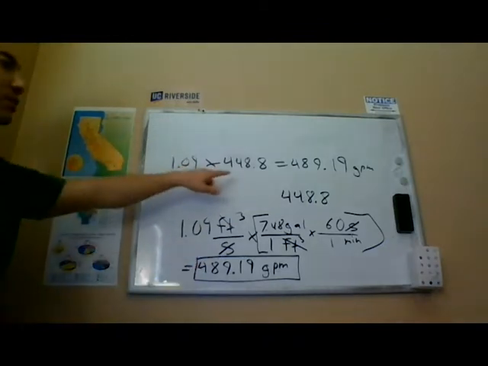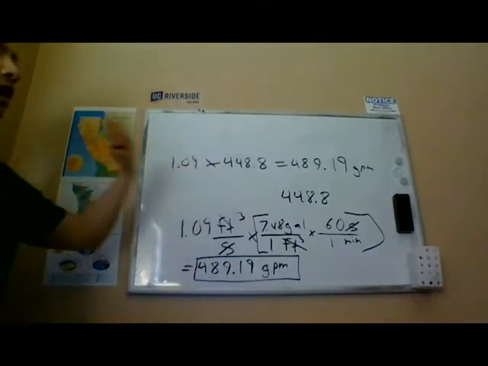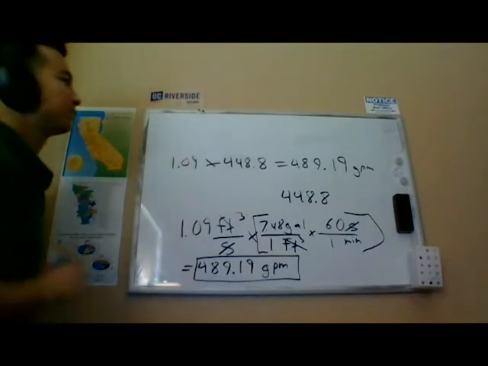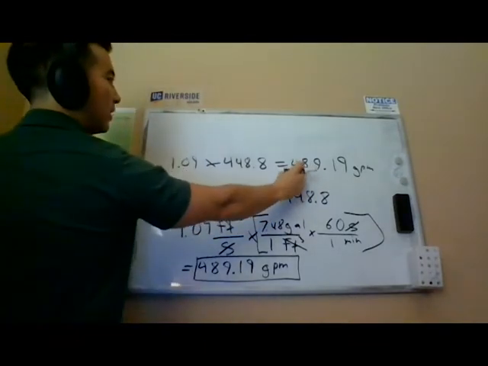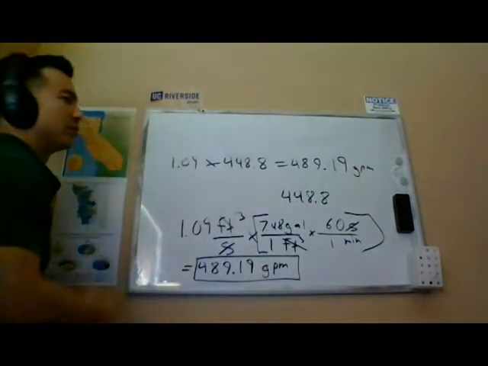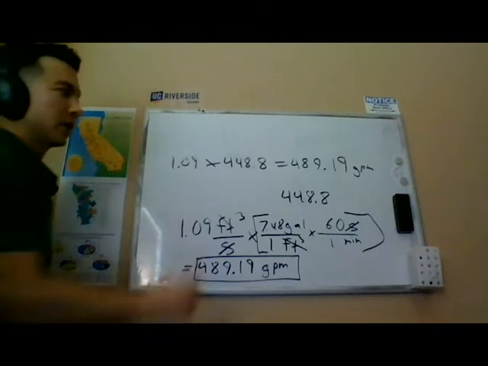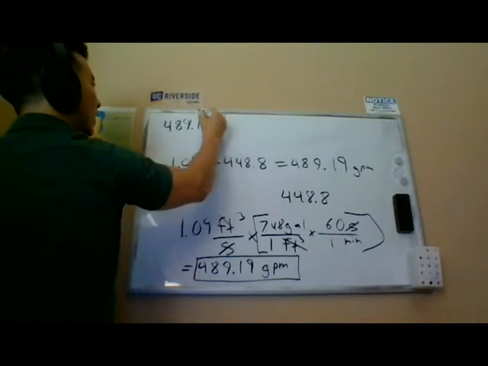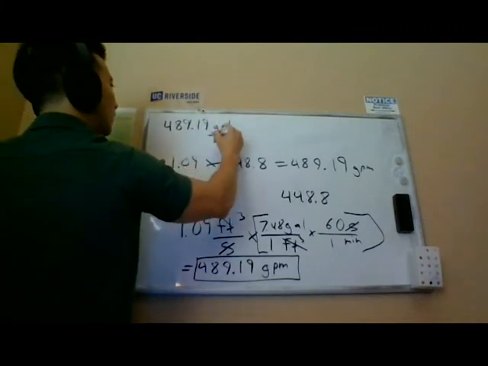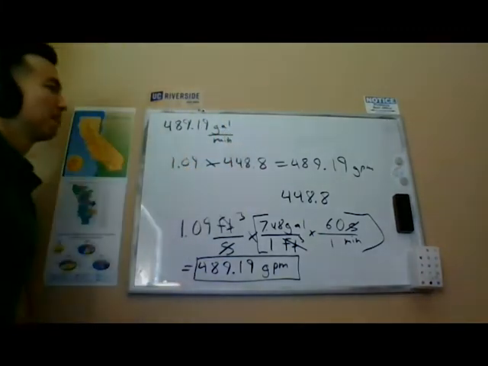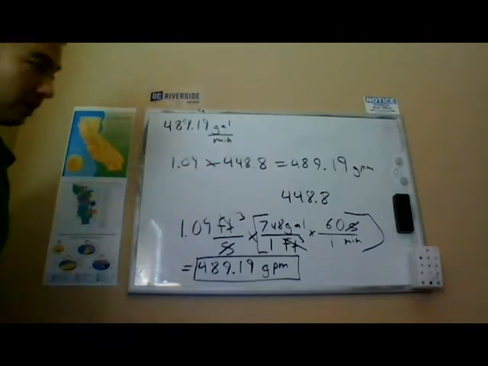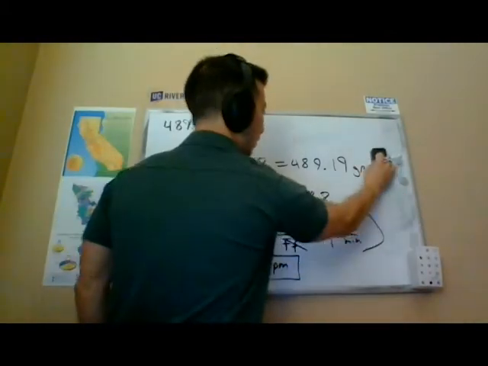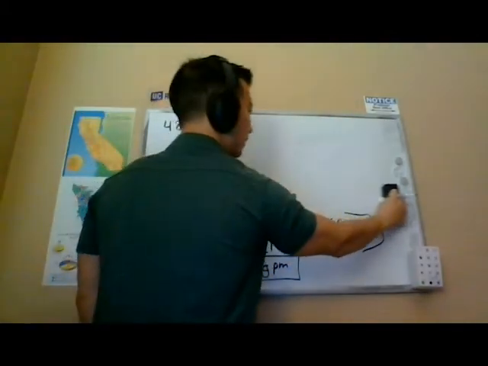Now you can also use this conversion factor going the other way. So let's take a look at that as an example. We're going to work backwards. Let's say I'm given 489.19 gallons per minute, and I'm trying to convert to cubic feet per second. So let's work through this conversion factor just like we did in our bottom example down here.